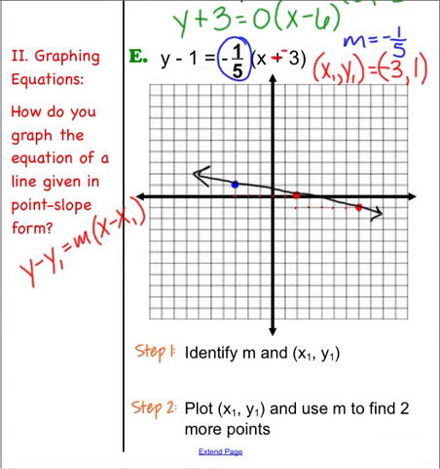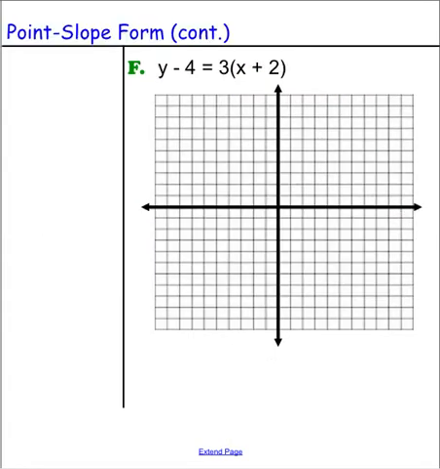Let's take a look at another example. Now we've got y minus 4 equals 3 times x plus 2. First we need to find our m, which is outside the parentheses, so I know it's 3. And then my x1, y1: we have y minus 4, so that tells me that positive 4 is going to be my y coordinate. And then plus 2, remember, is the same thing as minus a negative 2.